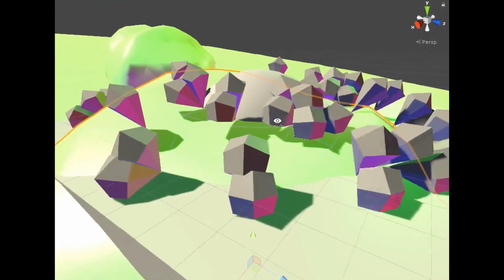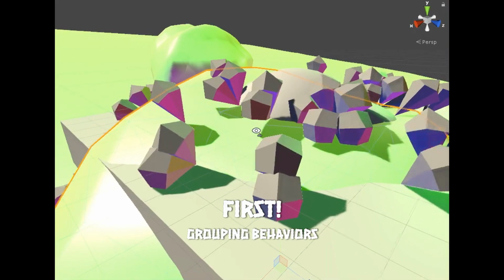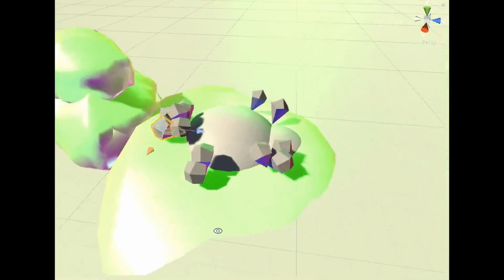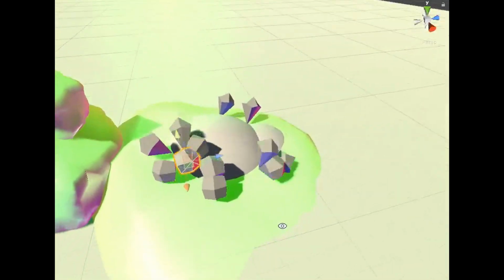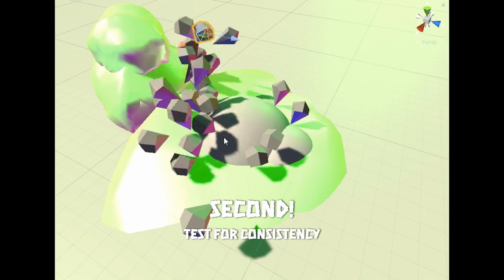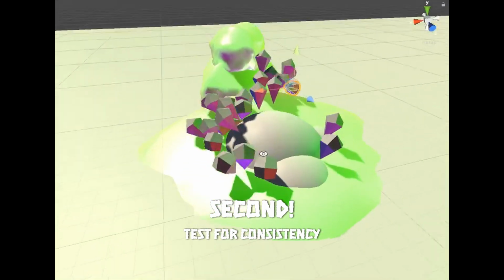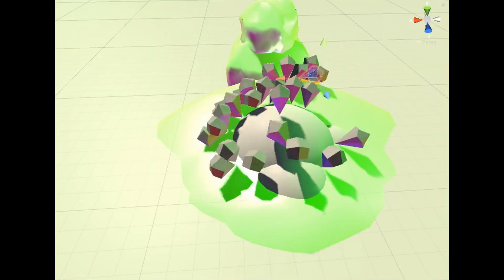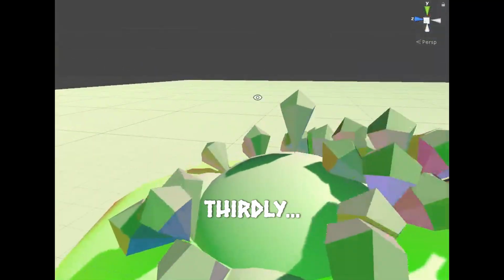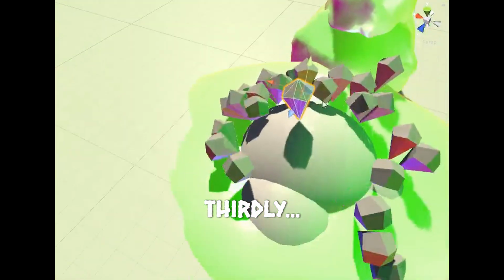Let's talk about grouping behaviors. So, at a very basic level, we have a system in place where each entity is somewhat aware of other entities. To make it work, we have to test for consistency. So I have duplicated several entities, and we can see... Well, let's get on with it.